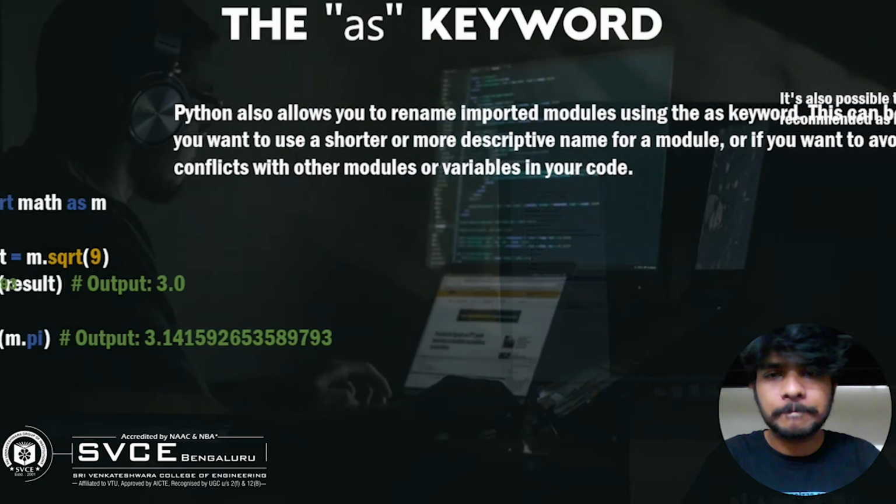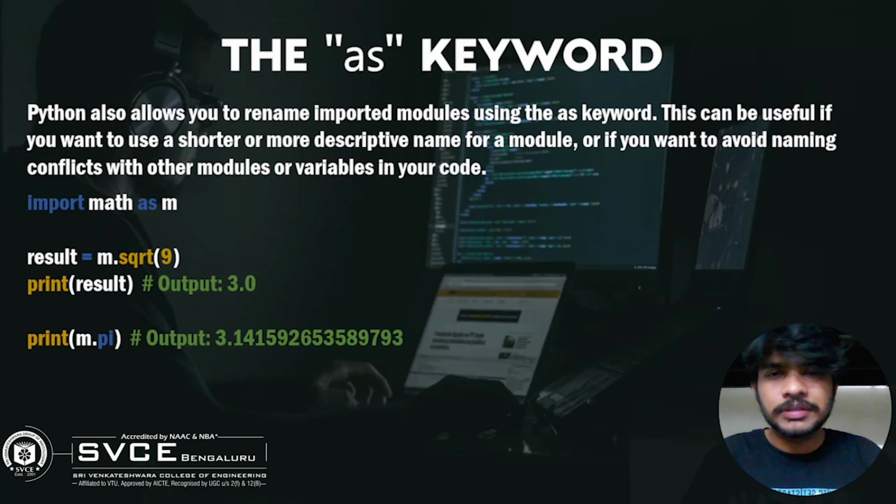The as keyword. Python also allows you to rename imported modules using the as keyword. This can be useful if you want to use a shorter or more descriptive name for a module, or if you want to avoid naming conflicts with other modules or variables in your code. The syntax goes like this: import math as m, or whatever you choose.